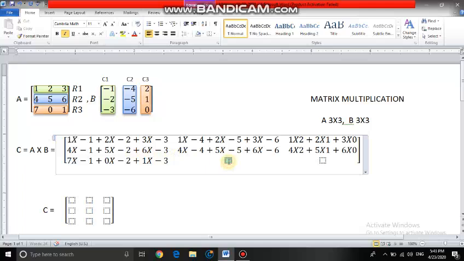Yes. And this one also I have to multiply. This is actually the C32 element. C32 means third row, second column. Third row of A, second column of B. So 7 into -4, plus 0 into -5.